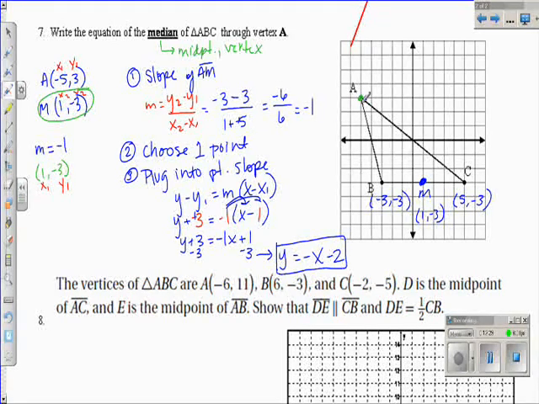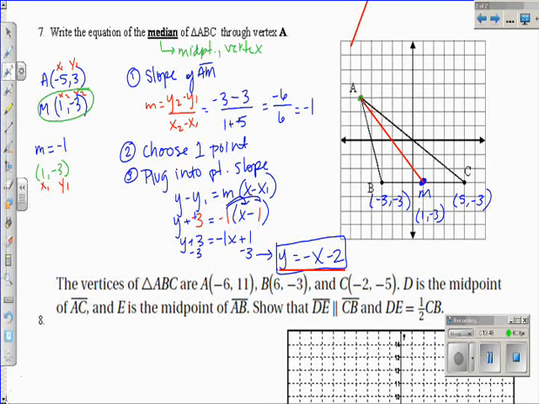Again, you could plot the points as going through A. My midpoint, if I went -1 over 1, -1 over 1, I should hit my median, and I could draw the line. That's the equation of the median, which we've drawn right there.